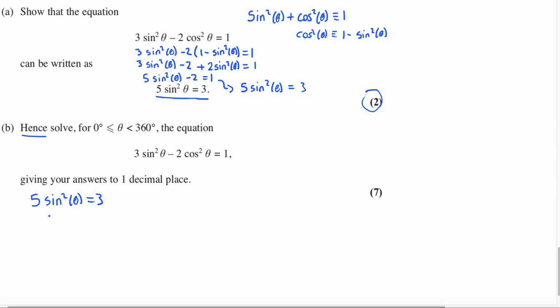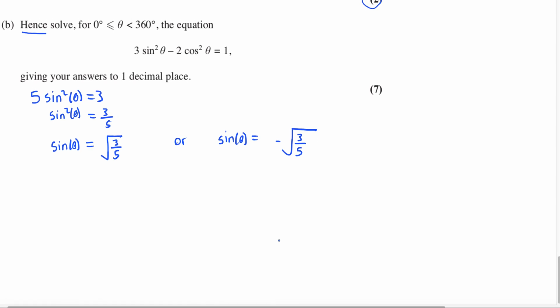No need to go through this whole long, arduous process again. We've done the hard work. Let's kick back a little bit. Sine squared theta is equal to 3 over 5 if we divide both sides by 5. Then sine theta is equal to the square root of 3 over 5. Don't forget it. Or sine theta is equal to minus the square root of 3 over 5. Guys, when you're square rooting, always remember you have the double roots. You have the positive root and the negative root.